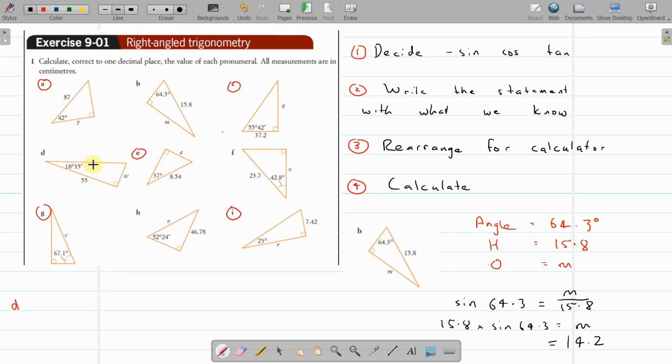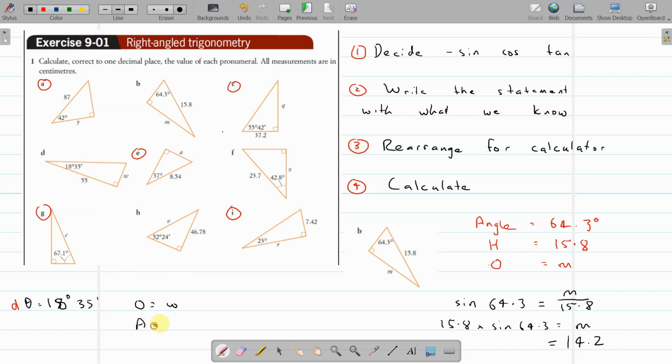Where are we? There it is. The evidence, we've got an angle. We've got an opposite side to the angle, and we've got an adjacent. So we have the angle, 18 point, oh sorry, this is different. 18 degrees, 35 minutes. There's our angle. And we've got the opposite side is W, and that's adjacent because it's not the hypotenuse.